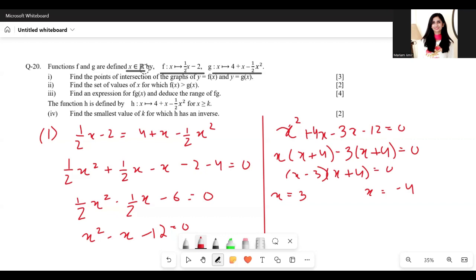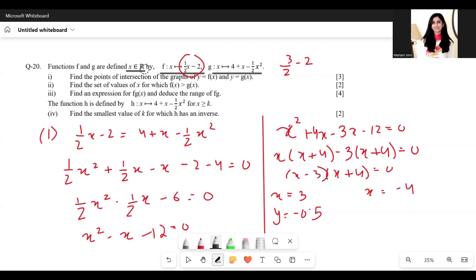Now you'll have to find the value of y. So you can put x back in this equation or this equation. I'm going to prefer the linear one because it's easier. So the y will be equal to half x, which is 3 by 2, minus 2. So that's going to be minus 0.5. That's the first point of intersection. Hold on, I think I might have made a mistake somewhere.